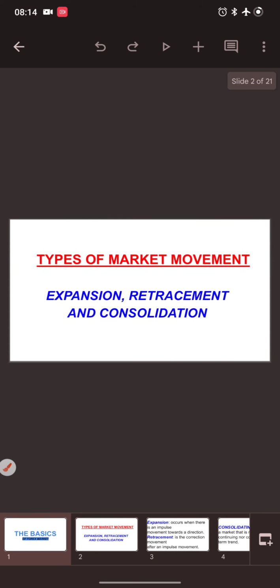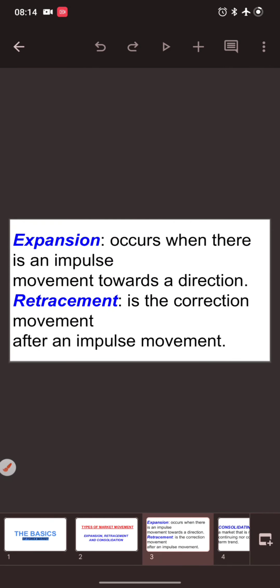I'm going to be talking about the basics of Forex market. So let's get into it. Types of market movements. There are basically three types of market movements, which are the expansion, retracement, and consolidation. Expansion occurs when there is an impulse movement towards a direction, either upwards or downwards.